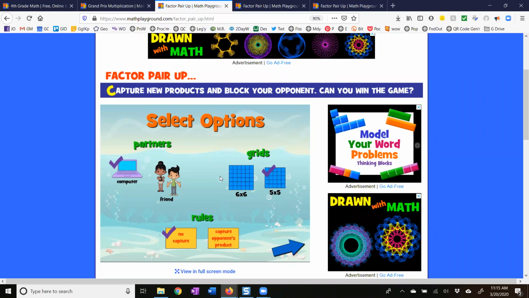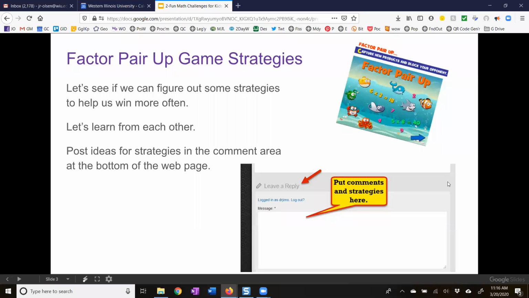Okay, so once again, you can play this against a friend, you can play with the larger grid, and you can change the rule where you can steal someone else's spot. This is a wonderful game for thinking about things mathematically and developing strategies. In fact, I don't really know all the strategies yet, and I'd like to learn them. So let's see if we can share some strategies.